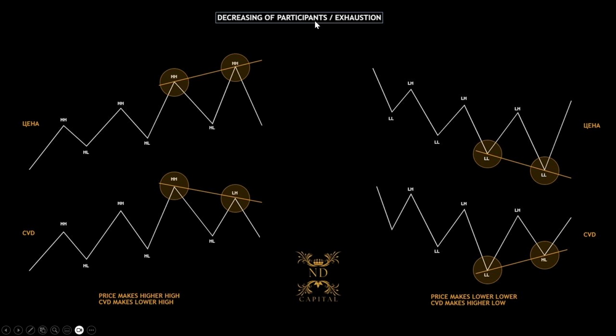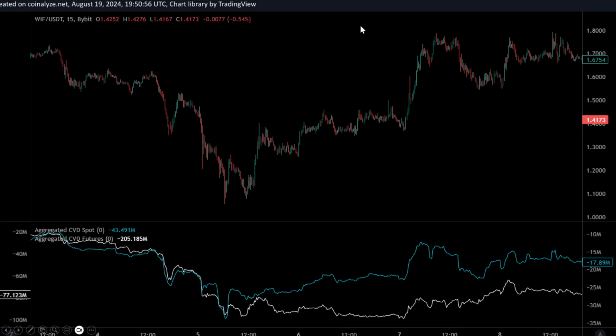Same thing for the decreasing of participants or exhaustion. Now in this example, you can see I'm looking at the CVD spot and the CVD futures. So overall in this situation, we can distinguish the differences between the spot buys and the futures, so perpetual contracts. Over here, this is on the 15 minutes. You can see price aggressively moving down. And by the way, just to explain, the spot CVD is the blue one and the perp futures one is the white one.